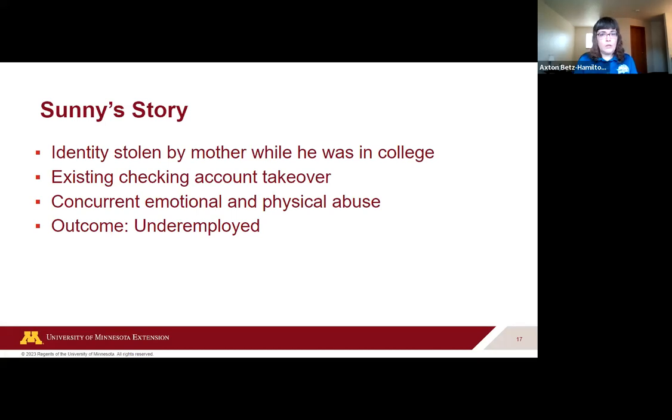The outcome from Sonny's experience is that he's underemployed. He has so many emotional and financial challenges related to the identity theft and the other forms of abuse he experienced that it's difficult for him to function. He knows that he should be doing better. He expressed that to me. He knows he has the education and the ability to do better, but dealing with the emotions is, at this point in his life, holding him back.